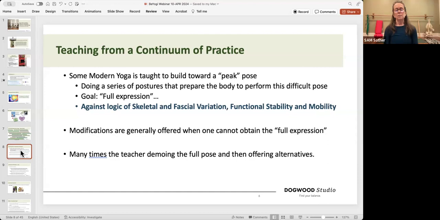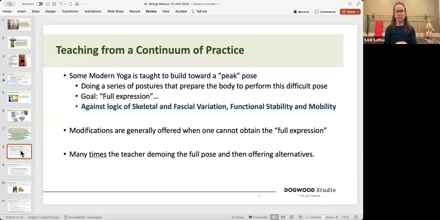And modifications for this type of approach for the peak pose, I was trained to kind of demo a peak pose and then break it down, and at the end of all these ingredients, we all were doing a crescendo, coming to the peak pose.